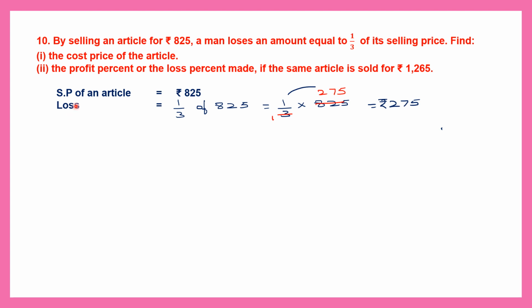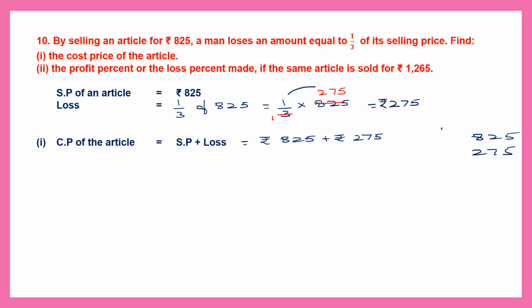Now we have the selling price of the article given to us, and we also have the loss which we just found out. Now we can find the cost price of the article. So cost price of the article will be selling price plus the loss. So let's see. Selling price is equal to 825 rupees and the loss is 275 rupees. So let's add this up. 825 and 275. Add it up. 5 plus 5 is 10. Carry 1. 2, 3 plus 7 is 10. Carry 1, 8, 9, 10, 11.